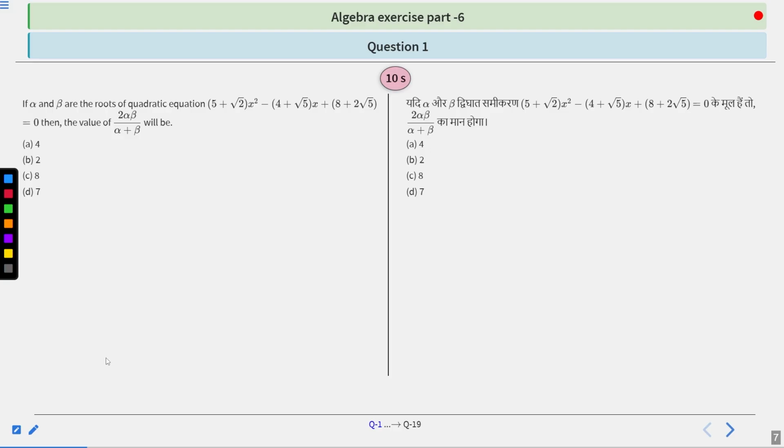These are the options. And I'm giving you 10 seconds to find out the correct option. After that, I will do the solution for you.